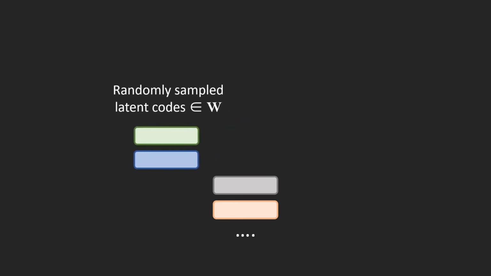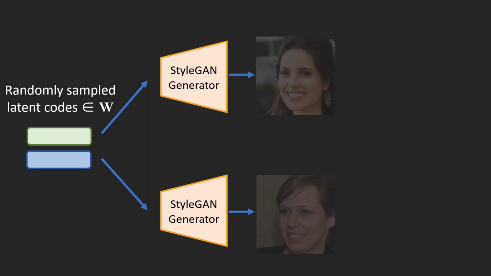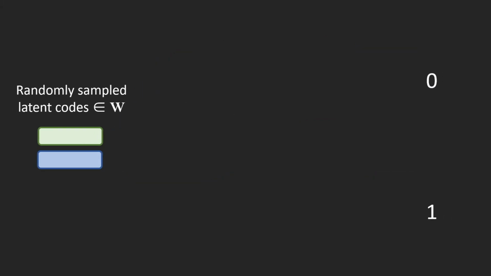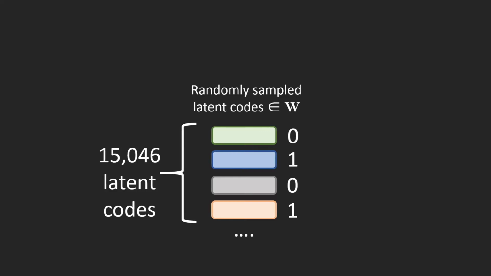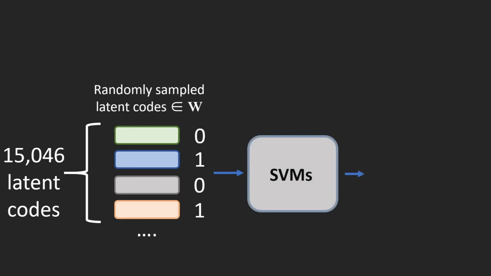Next, we elaborate on how to get the fine separation boundary. We randomly sample 50,000 latent codes, input them into the StyleGAN generator to get generated images. Then we use a double chin classifier to label all these images and build the coarse separation boundary training dataset containing latent codes and their scores. For the coarse separation boundary training, we first choose 15,046 latent codes as well as their scores and then use a support vector machine to train the coarse separation boundary.